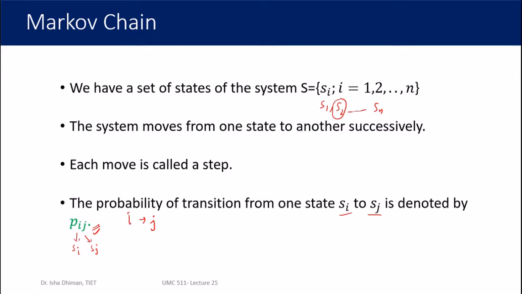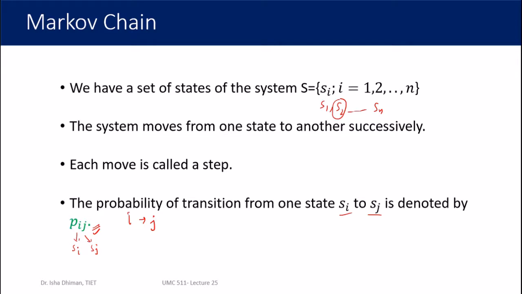And this does not matter, as you will see in the example. The numerology or the terminology does not matter, meaning whichever state you call first, whichever you call second, that's just a notation. But what matters is the probability of going from one particular state to another state.